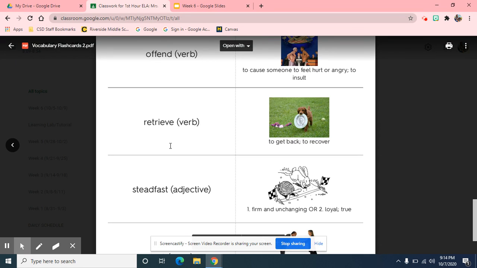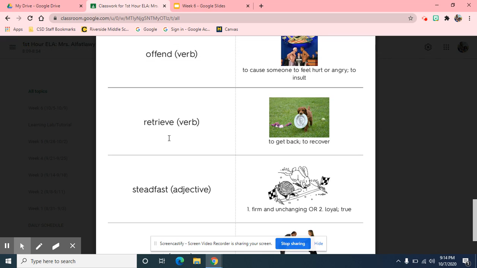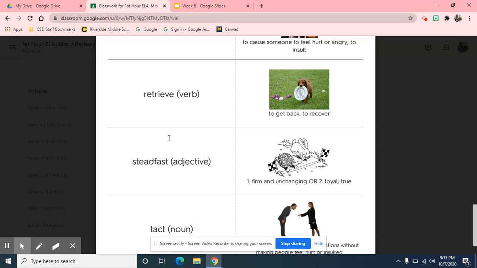The next word is retrieve. Retrieve is to get back or to recover. I dropped a quarter in the snow, but was able to retrieve it. I lost my pictures in Google Drive. It accidentally got deleted, but I was able to retrieve it. So retrieve is get back or recover.